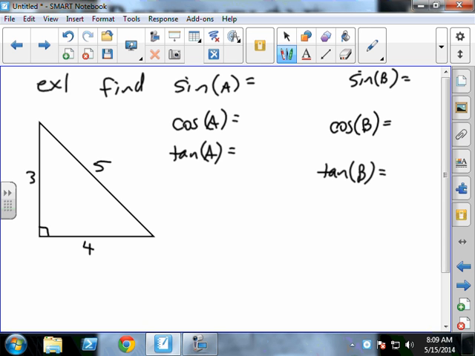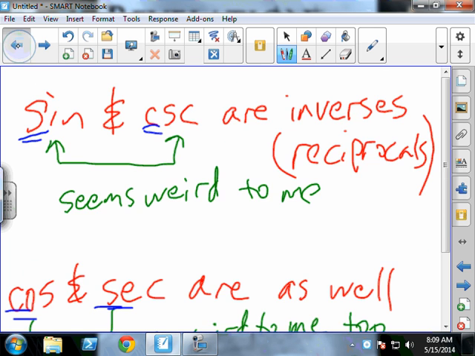There's not enough information. It says find the sine of A. Well, what the heck is A? It's a reference angle. Well, what the heck's a reference angle? We don't know what it is because it's not labeled. Does that make sense?